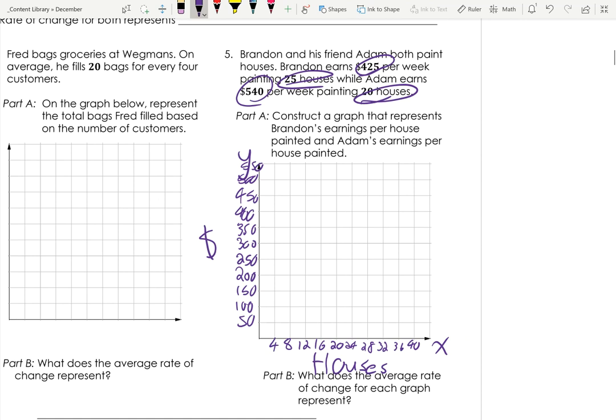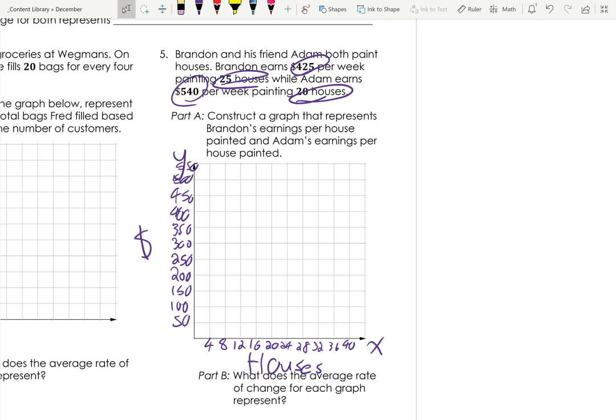All right. So let's find the rate of change per person. Brandon has $425 per week for 25 houses. So if we divide that, this comes out to be 425 divided by 25. That'll be $17 per house.